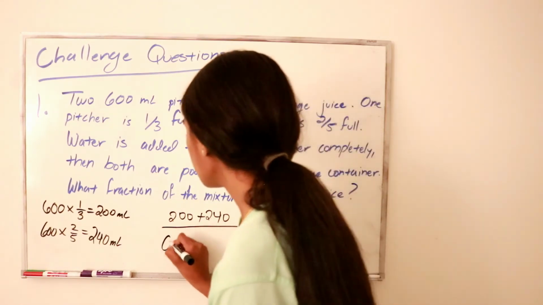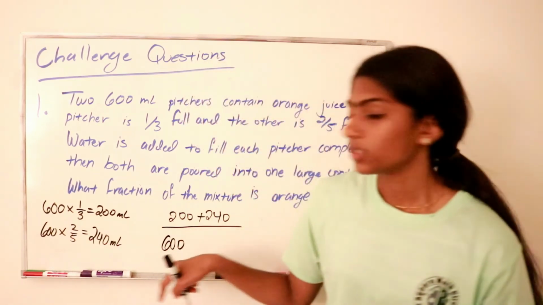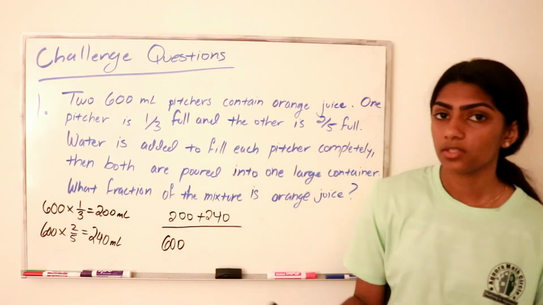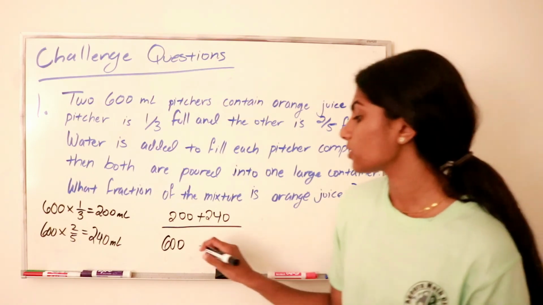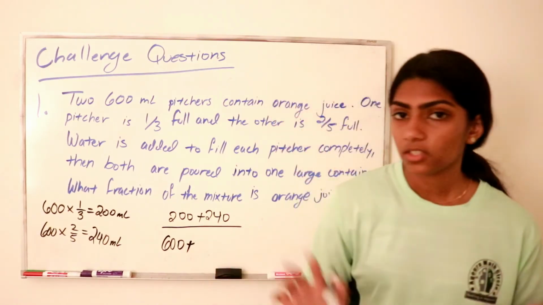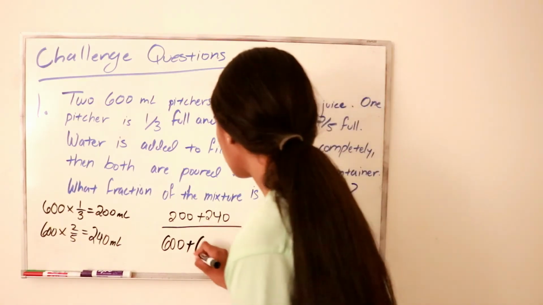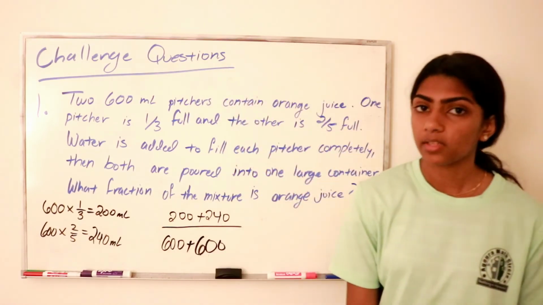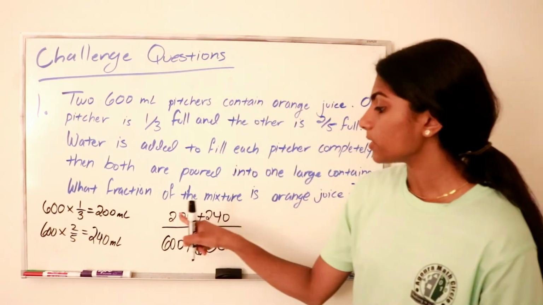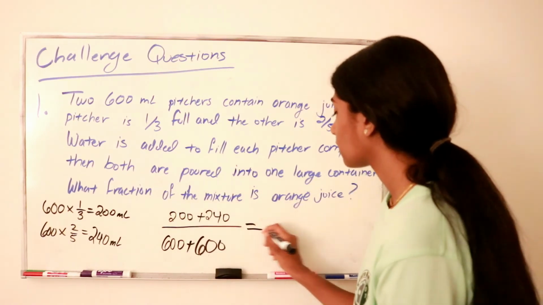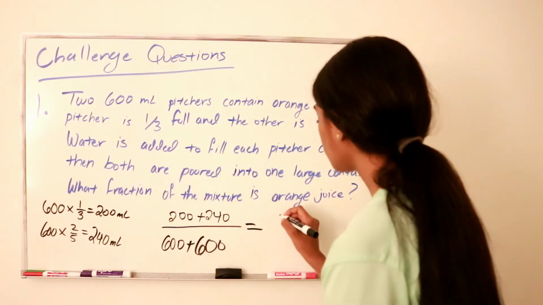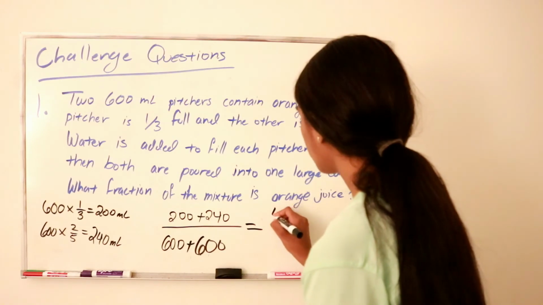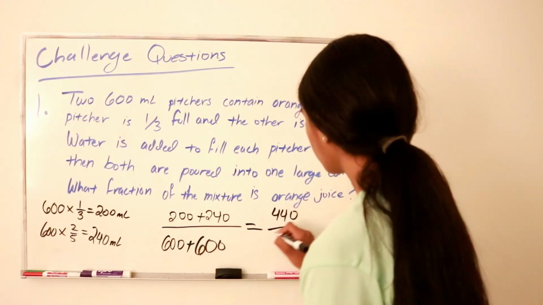So you can do 600 for the first one, because there's water and orange juice, a mixture of 600 milliliters in the first container. And there's going to be 600 in the second container. So in the large container, there's going to be a total of 600 plus 600 milliliters. And the amount of orange juice is going to be 200 plus 240.